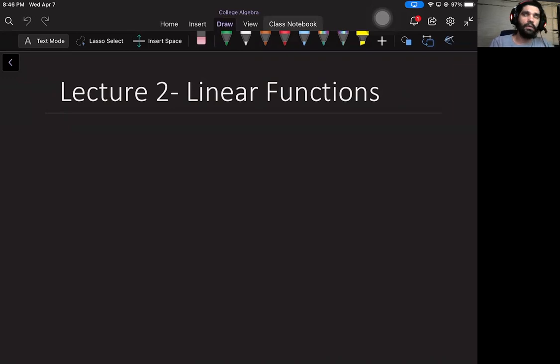Today we are talking about linear functions, and I've got a hairband on so that my hair will not cover my eyes anymore as I speak. All right, hope that helps.